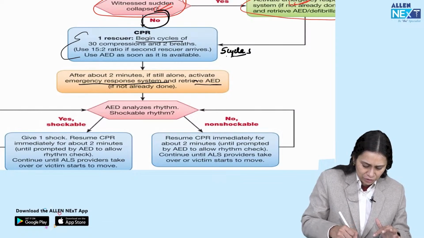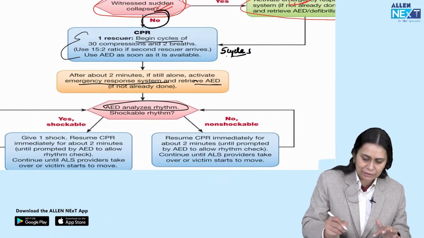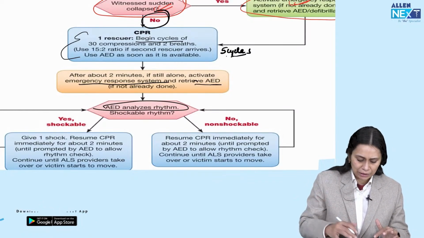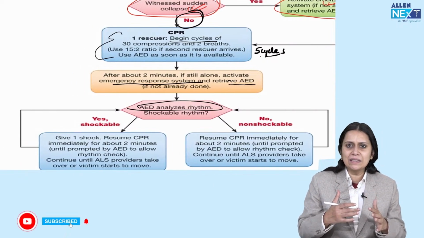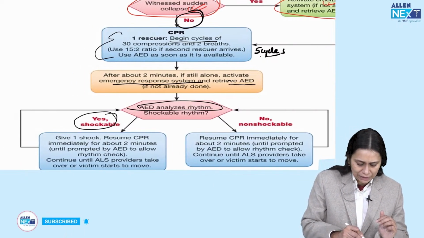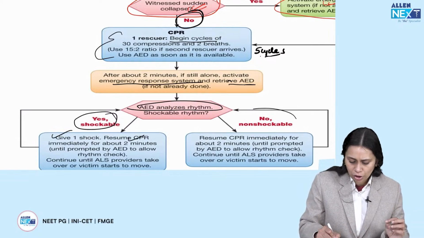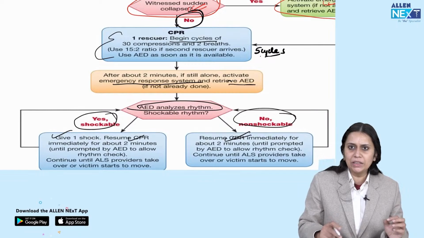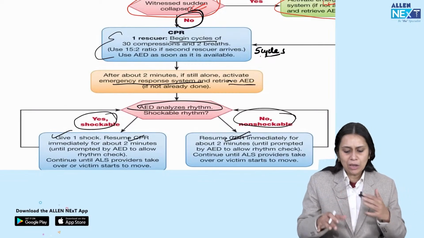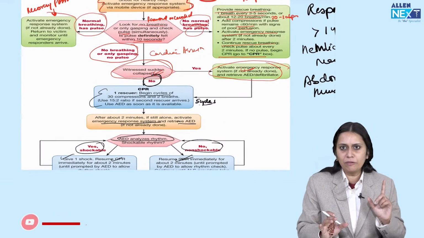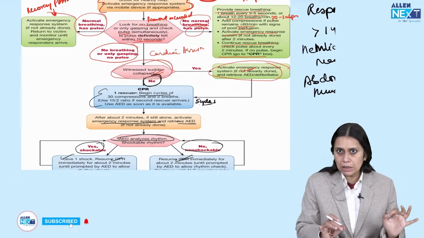Once the emergency response system comes with the AED, automated external defibrillator, immediately we attach it. We have to attach it immediately. And the AED analyzes the rhythm. If it is a shockable rhythm, we give a shock and resume compression and ventilation. If it is a non-shockable rhythm, we resume compression and ventilation. We don't give a shock. Okay. So this is how we practice in case of a child with a single rescuer.